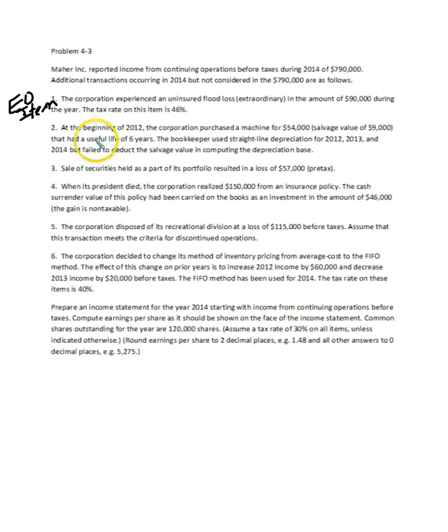Number 2, at the beginning of 2012, the company purchased a machine for $54,000. It gives salvage value and useful life. The bookkeeper used straight line depreciation for 2012, 13, 14, but failed to deduct the salvage value. So we have an error, right? The bookkeeper made an error. Part of that error is going to be in the current period, but the errors that occurred in the prior years are going to be a prior period adjustment.